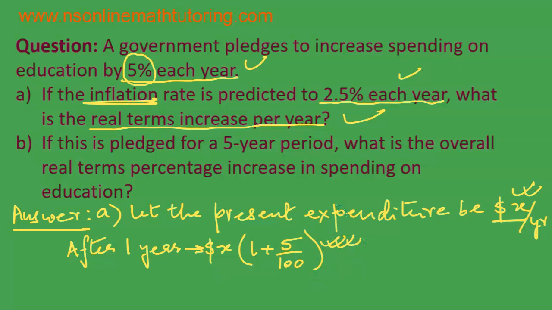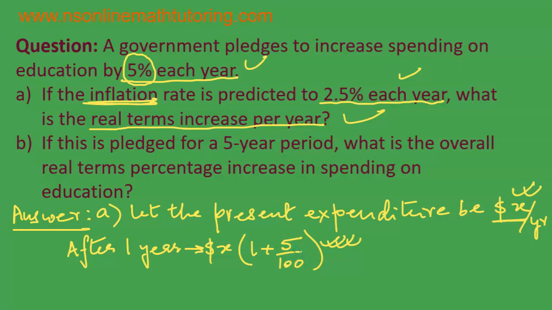What will be the real terms increase per year? This is just the increase that we are seeing, the calculation. But with this money, why is the government planning to spend more on education? Maybe the government is planning to appoint more teachers. Maybe the government is planning to buy more books for the school libraries. So all of these need money, which is the purchasing power.